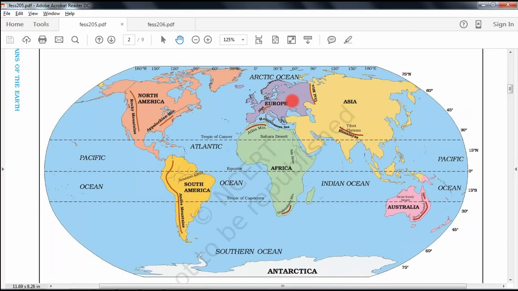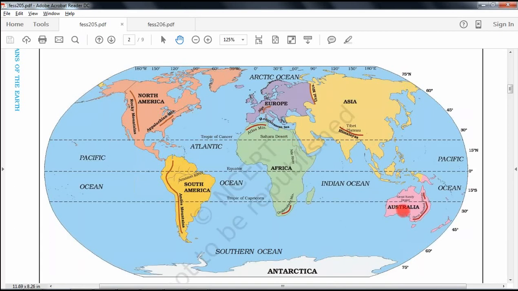Then coming to Europe continent, it is somewhat smaller in size, but its coastline is very much indented. So the coastline is cut so that it is easy for building ports and navigation. It is surrounded on three sides by oceans and seas. You can see Arctic Ocean is surrounding it on the northern side, and on the western side there is Atlantic Ocean, and on the southern side it has Mediterranean Sea. Alps mountains are there in Europe.